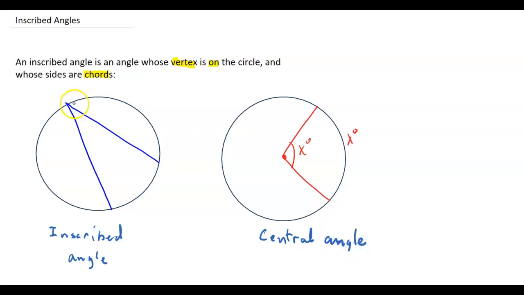So the difference is, here's the vertex of an inscribed angle. It's on the circle, and its two sides are chords. Here is our central angle. Its vertex is at the center, and its two sides are radii.